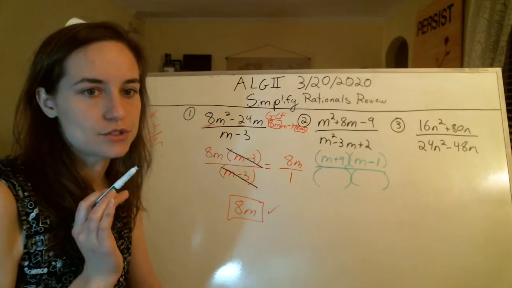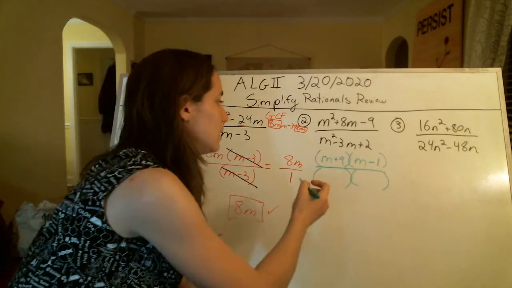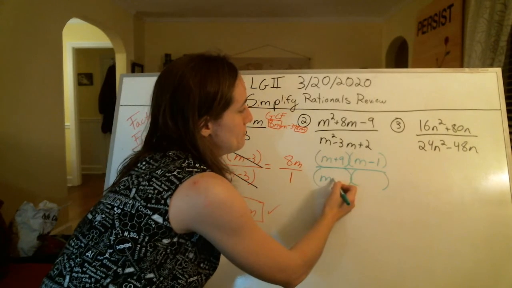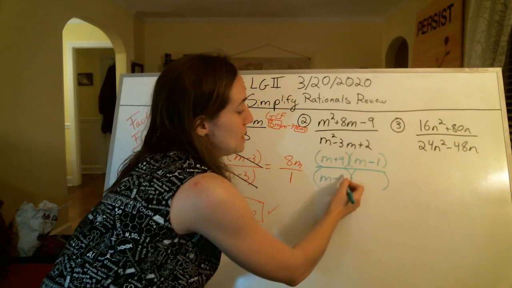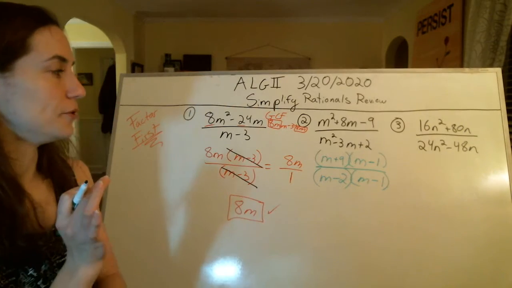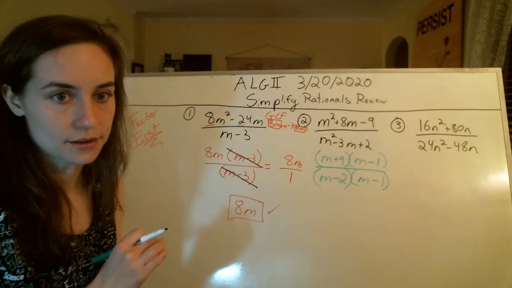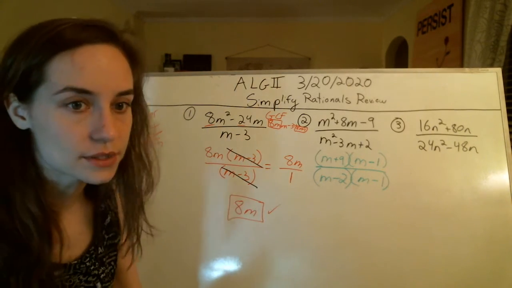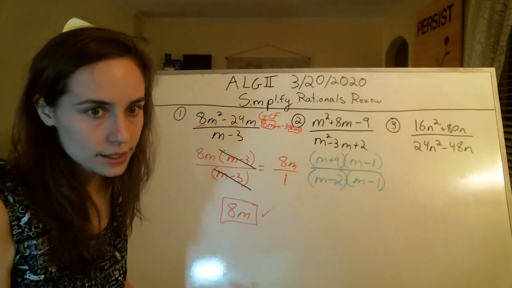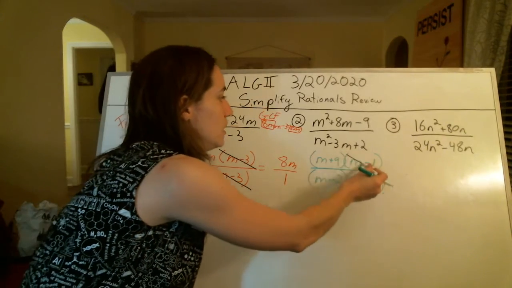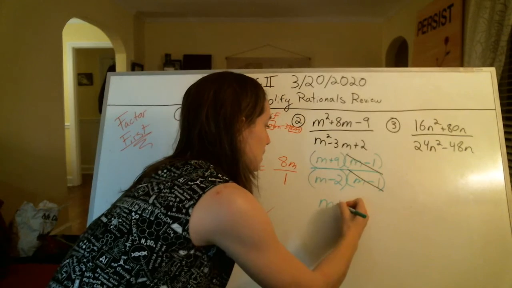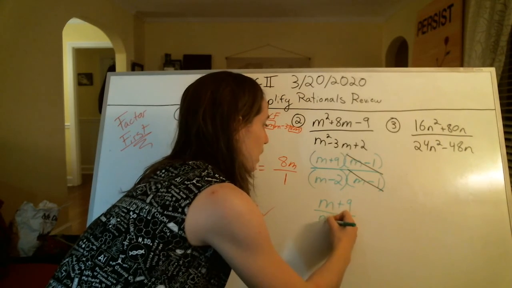Now I have to multiply to 2, but add up to negative 3. So that will be m minus 2 and m minus 1. Okay, multiplies to 2 and adds up to negative 3. That's a little out of focus. Come on, buddy. There you go. Alright, so what cancels? These do. So that leaves me with just m plus 9 over m minus 2.